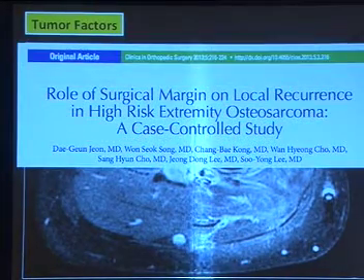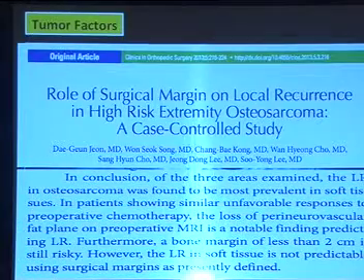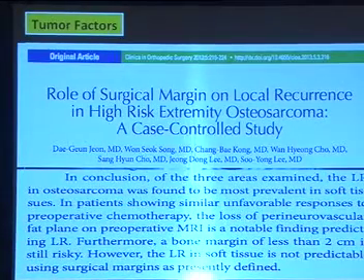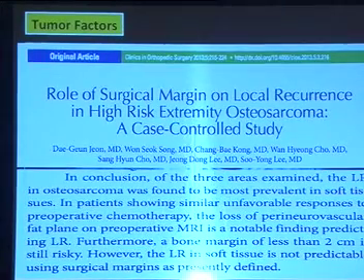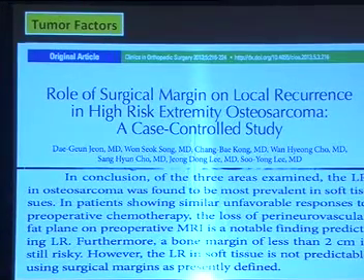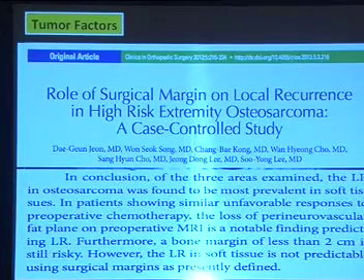In this paper, role of surgical margin in local recurrence in high-risk extremity osteosarcoma, this was a case-controlled study from Seoul. They found that local recurrence in osteosarcoma was most prevalent in soft tissues, and they were able to show that it was the perineurovascular fat plane on the preoperative MRI which is a predictor of local recurrence. So yes, tumor volume is important, it remains important till the time it involves the perineurovascular tissue.